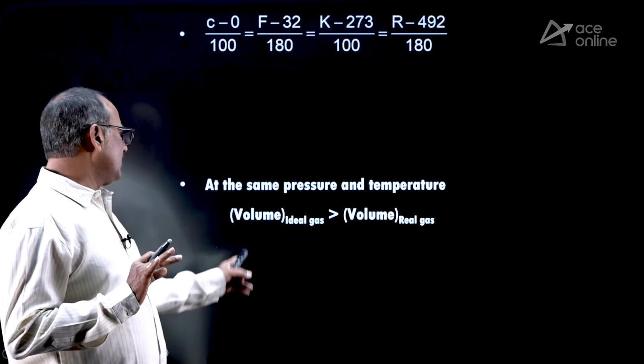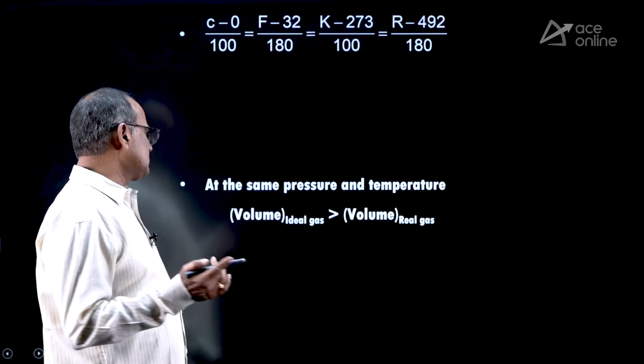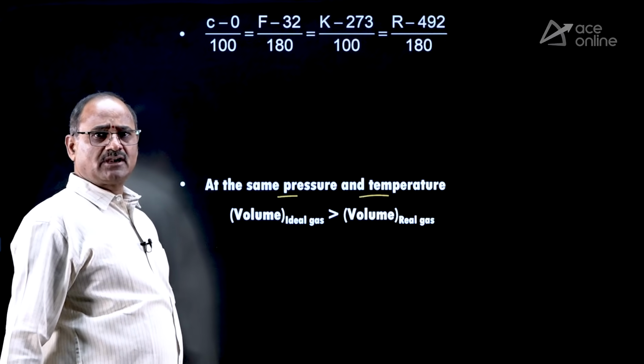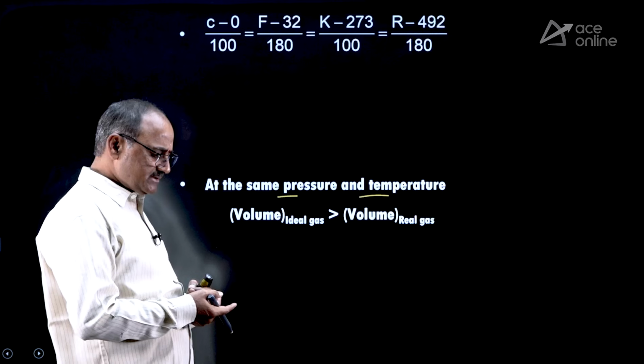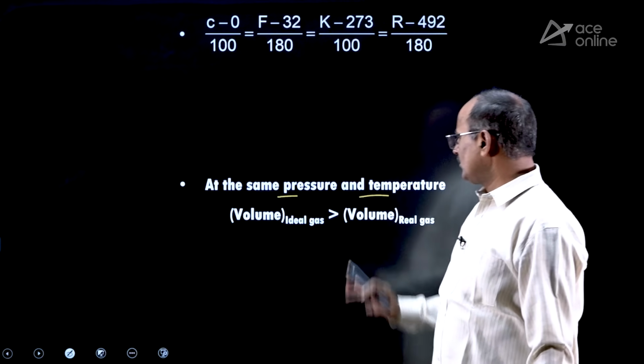Because of that, the volume occupied by an ideal gas is always more than that of a real gas at the same pressure and temperature. This is a very, very important point. The meaning of ideal gas and real gas we have clearly discussed in the classroom. This is the important point.